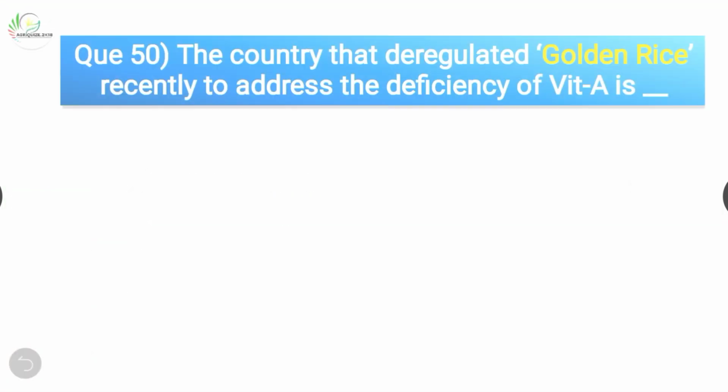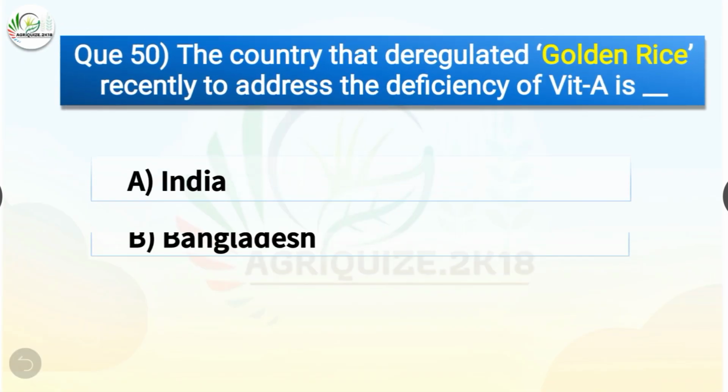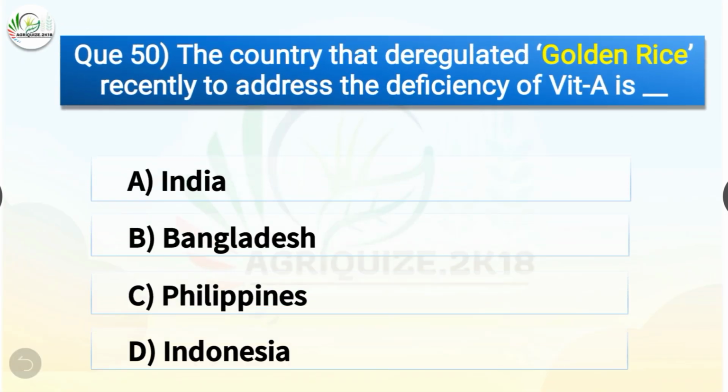Question number 50. The country that deregulated golden rice recently to address the deficiency of vitamin A is dash. The options are India, Bangladesh, Philippines, or Indonesia. The correct answer is option C, Philippines. So the country that deregulated golden rice recently to address the deficiency of vitamin A is Philippines.